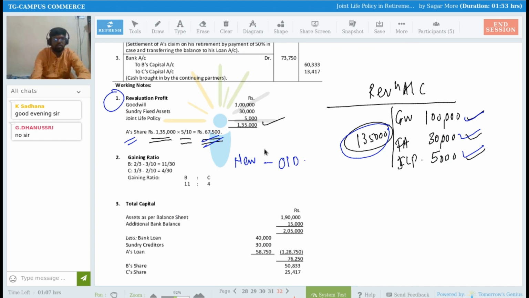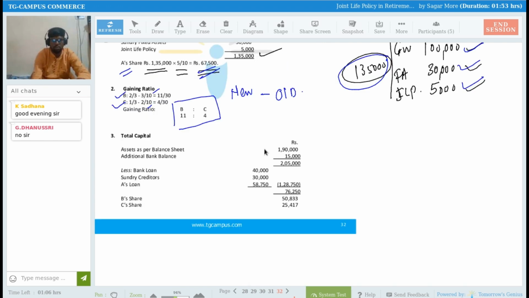So see here, 2/3, 1/3, right? Minus 3/10 and 2/10. So after simplification of this, B and C are in the gaining ratio of 11:4, right? Everyone knows about how to calculate that. Okay.